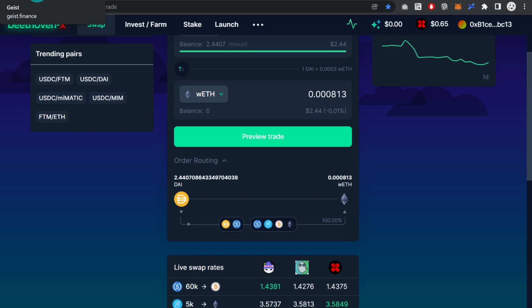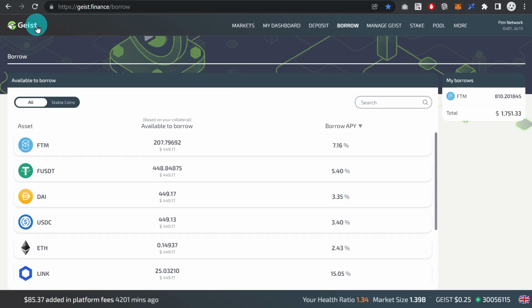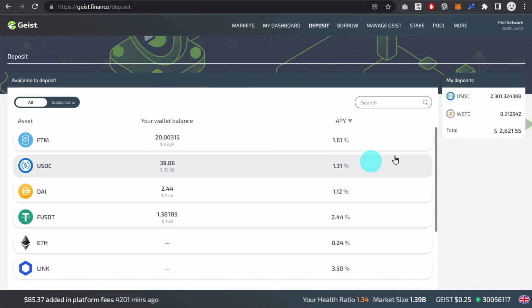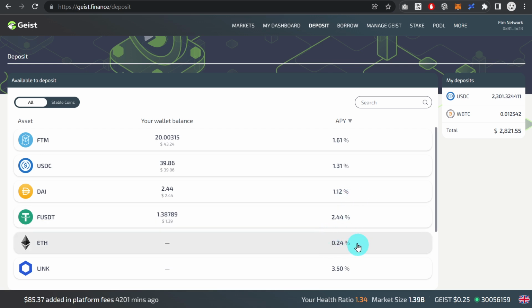So we deposit our wrapped Ethereum in something like Geist, for example. Geist is a borrowing and lending platform, and in here we can deposit certain assets and we can borrow against that deposit. So in our example, we would deposit our Ethereum over here. We do get a bit of a return over here, but it's pretty marginal, right? 0.24%. That barely pays for the gas fees probably.